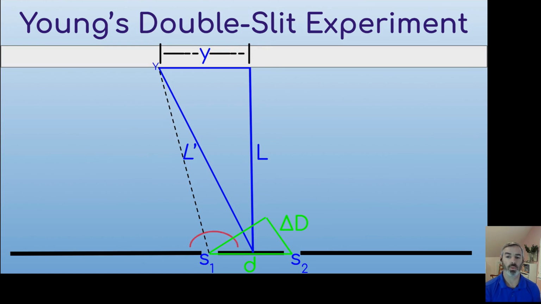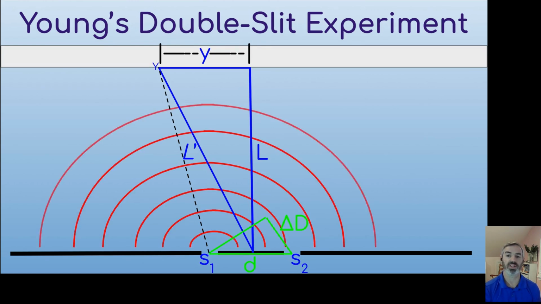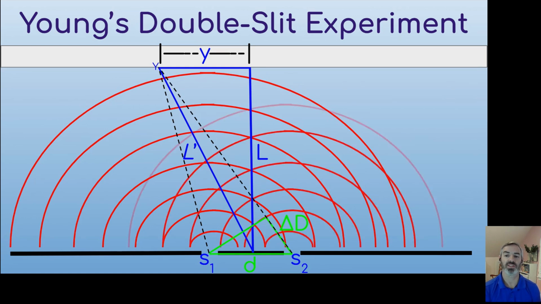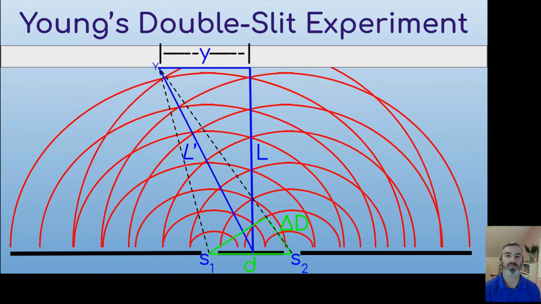We can see that takes 1, 2, 3, 4, 5, 6, 7 wavelengths to get from S1 to point Y. If we do the same for S2, 1, 2, 3, 4, 5, 6, 7, 8, it takes 8 wavelengths to get there. So the path length difference is what delta D is called, and delta D is the wavelength of the light because it takes 1 extra wavelength to get from S2 to Y than it does S1 to Y. So that's called the path length difference, and the path length difference is just the wavelength of light.